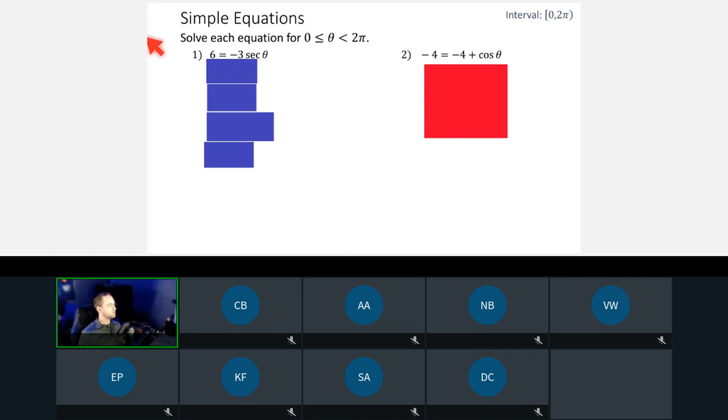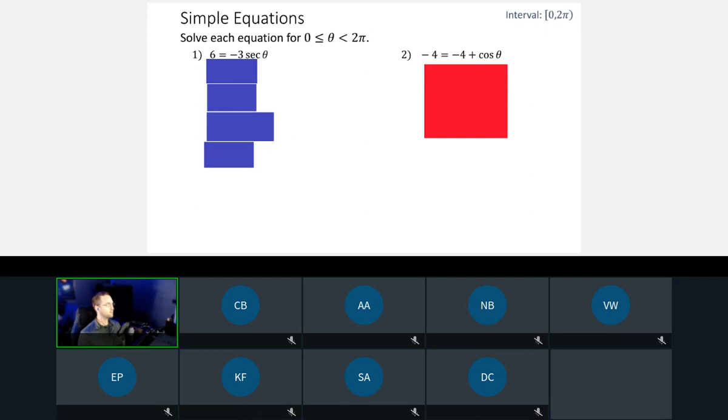All right, so number 1, these are going to start off pretty easy, then they get gradually harder. So kind of treat that secant theta as like a variable. It's x, right? So this is 6 equals negative 3 secant theta. What's the first step all of you think we should do?